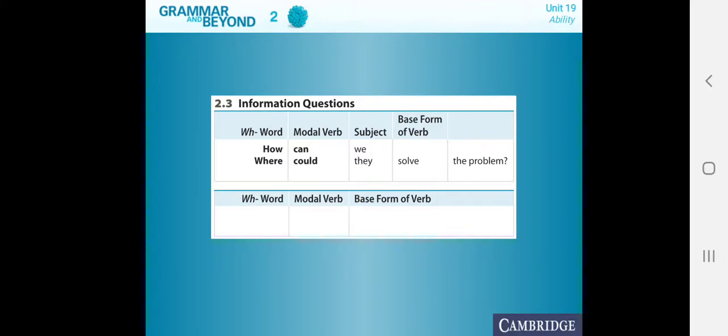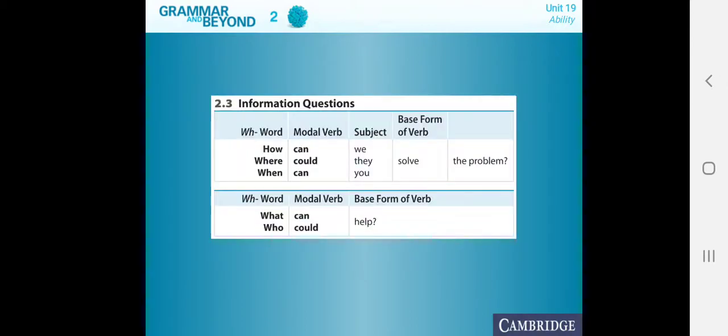We can add more WH words as well, such as where, and other modal verbs such as could. Where could they solve the problem? When could they solve the problem? Or when can they solve the problem? The WH word you will use will depend on the kind of information you want to elicit, right? How for manner, where for place, when for time. Okay, and we have other WH words such as what can help, and who could help.